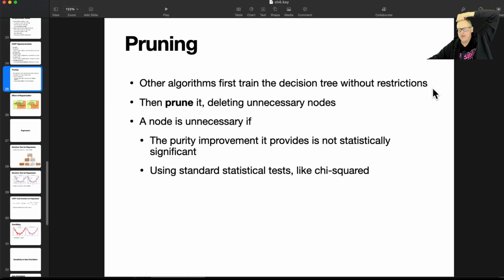There's another way to do this, where you first train the decision tree without restrictions, so it goes all the way to the limit, which is when it cannot split anything and improve the impurity. And then you prune it, deleting unnecessary nodes. And you can then decide if they are necessary. And the logical thing is if the purity improvement it provides is not statistically significant using a standard statistical test like chi-square. So that is a logical way to go. The non-statistically significant decisions you make are probably overtraining.